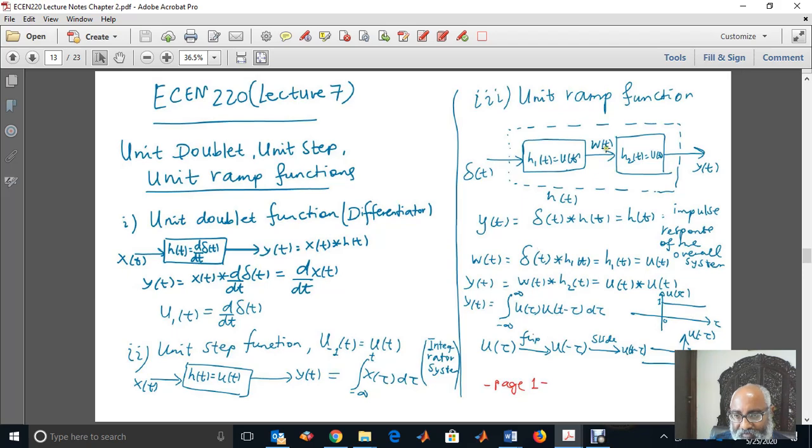In the first one, the first output is w of t. w of t is Dirac t convolved with h1 of t, which is equal to u of t. And the second one, w of t convolved with h2 of t, u of t convolved with u of t. That means we apply the rule of convolution. It will be the integral of u of tau, u of t minus tau, d tau. So we flip u of tau and we have u of minus tau and we shift it.